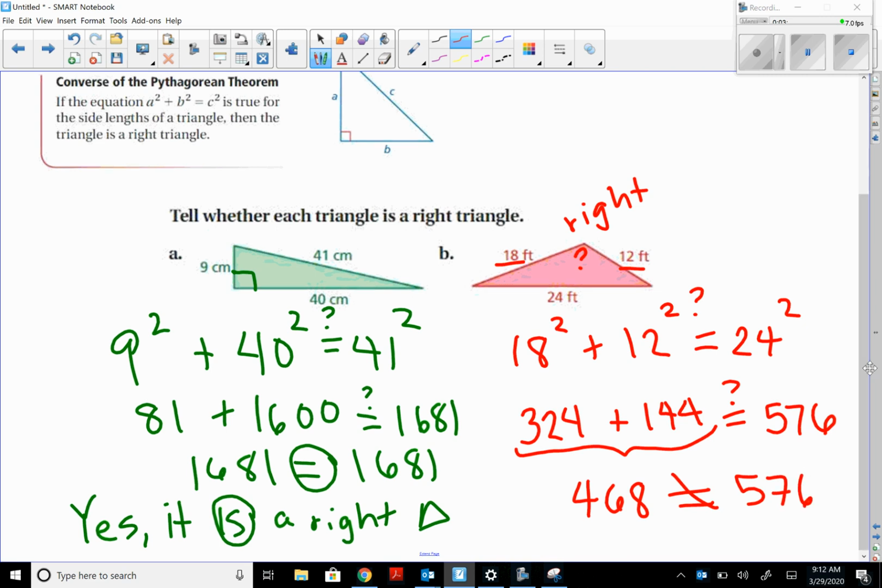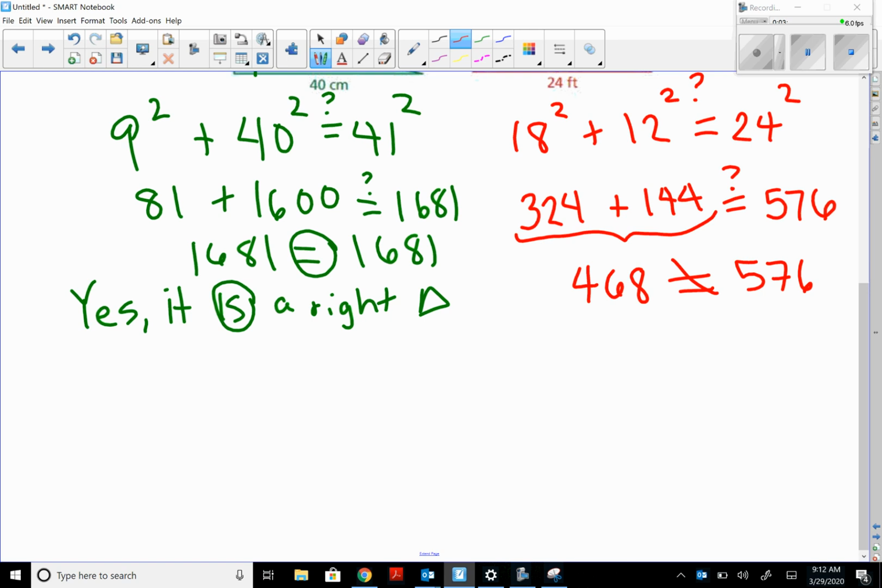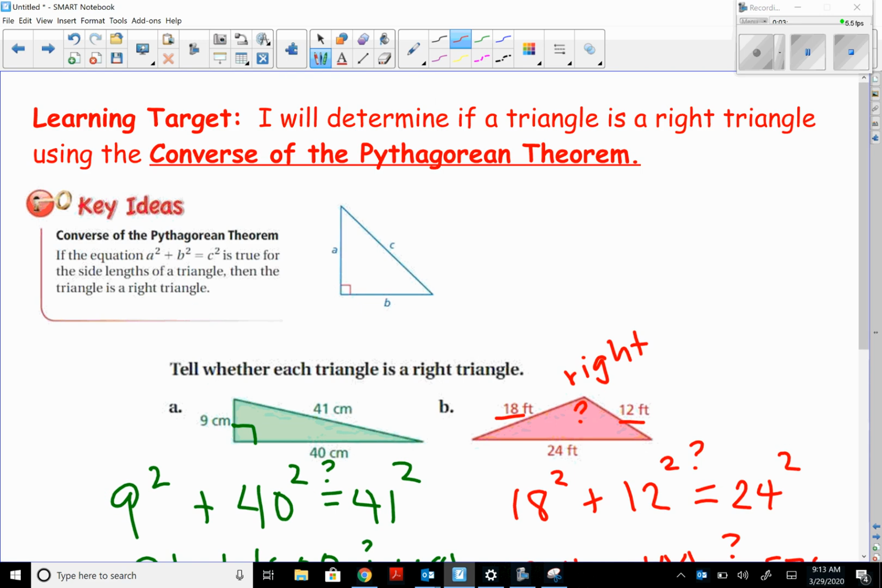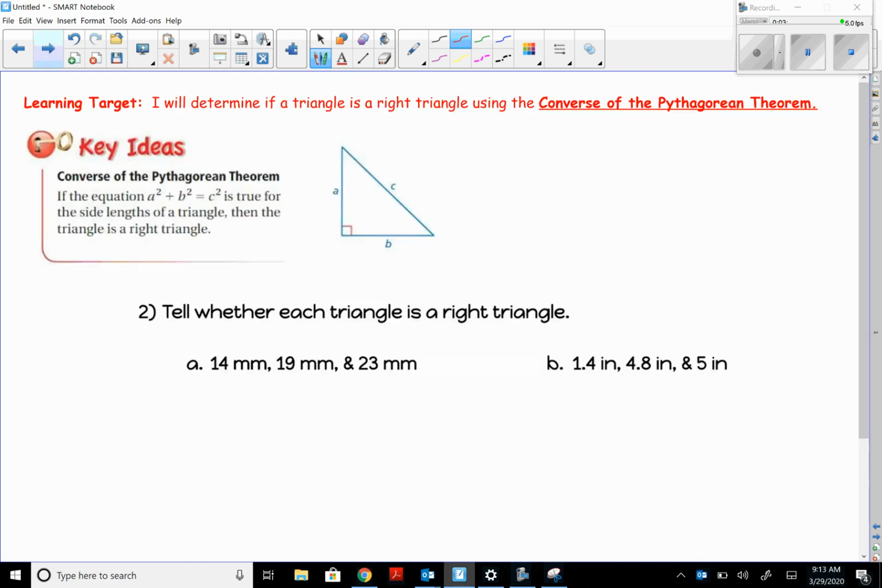Since they're not equal, that is not a right triangle. We just proved that it's not using the converse of the Pythagorean theorem. The last two examples that we're going to do together, we don't have a visual with them, we only have the numbers. Again, we're determining whether or not they are a right triangle.